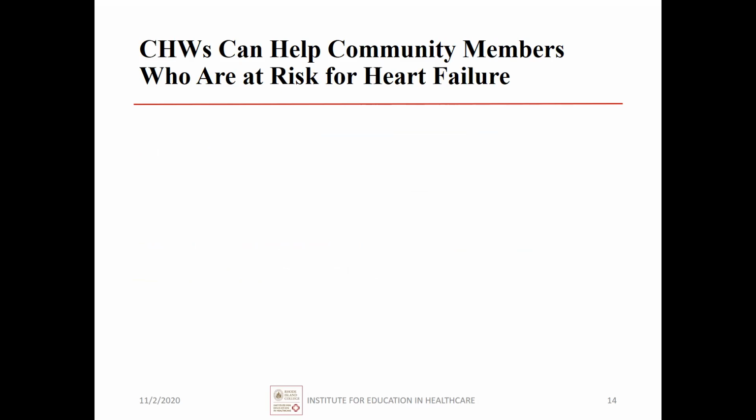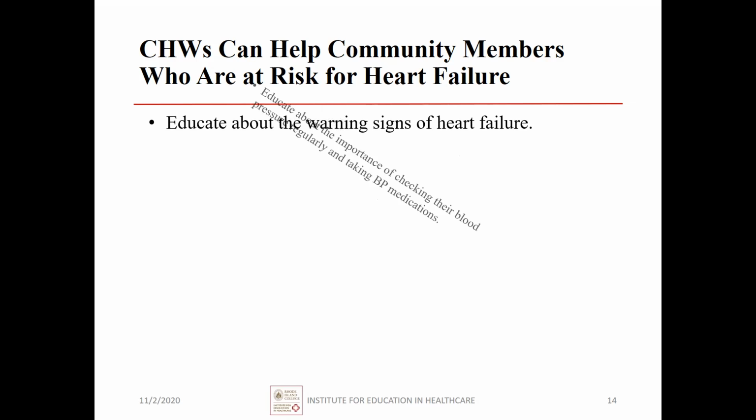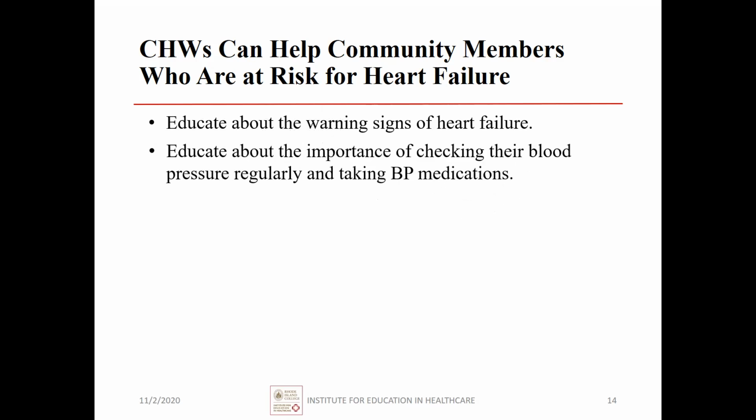It's really important to meet the patient wherever they are, right? Use motivational interviewing techniques and be aware of what stage of change they're at. Educate them about the warning signs of heart failure. Talk to them about the importance of taking blood pressure medicine regularly, because if they can control their blood pressure, it reduces the risk that they'll have heart failure.